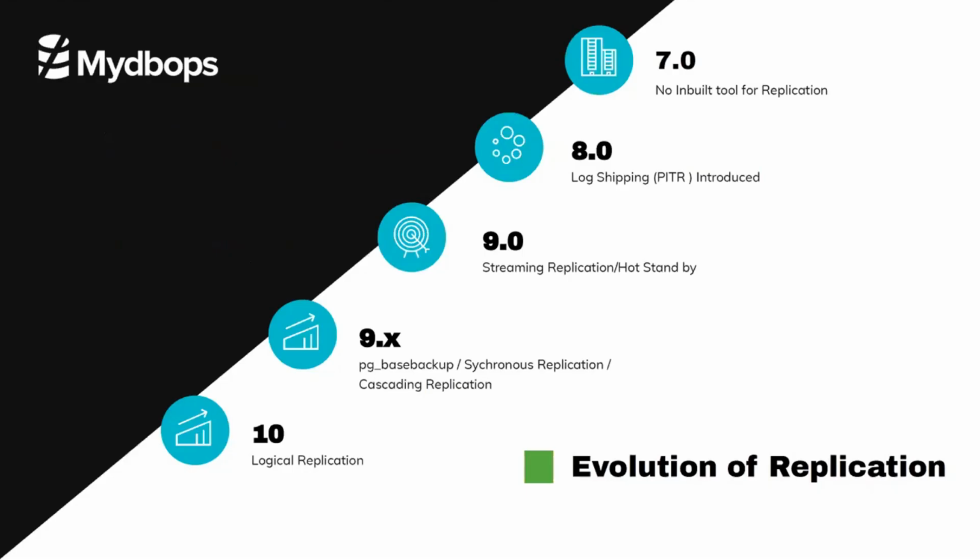And this is the timeline of how replication evolved. In 7.0, there is no replication feature. It is completely zero. We need to rely on third-party tools. And in 8.0, log shipping was introduced. That is called point-in-time recovery. Earlier, WAL files were only used for crash recovery. Now in 8.0, they have made changes to support replication as well.